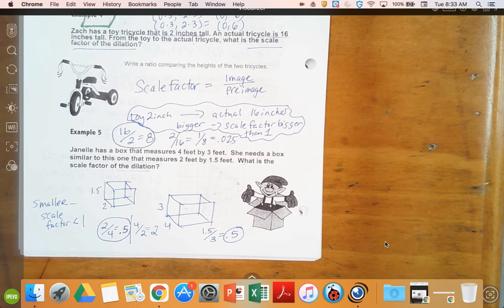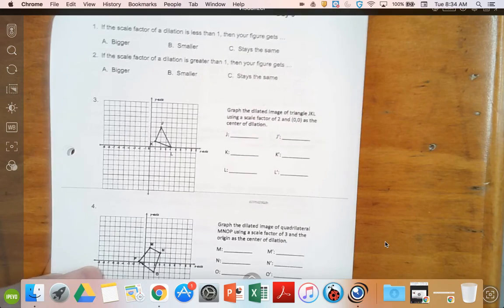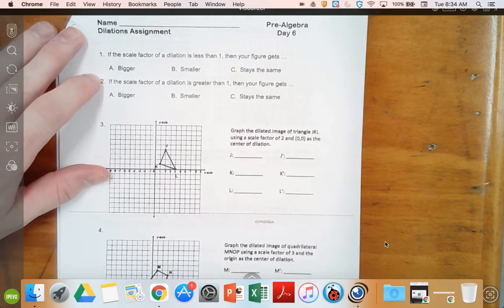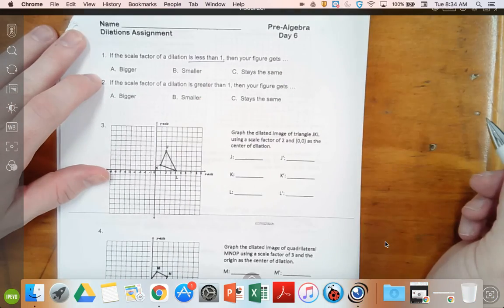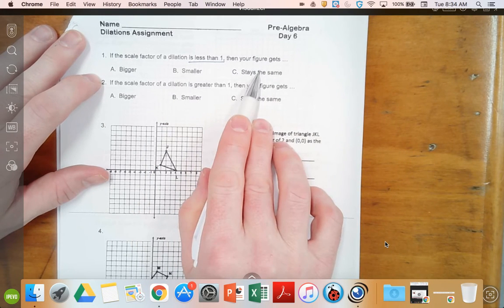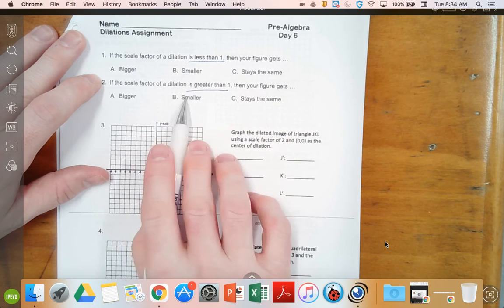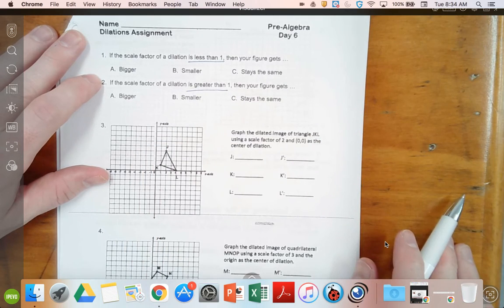So there's your whole unit in a nutshell. You have some of these here to do. If your scale factor is less than 1, we've talked about that, what happens to your figure? Does it get bigger, smaller, or stay the same? If it's greater than 1, does it get bigger, smaller, or stay the same? You should be able to know that.